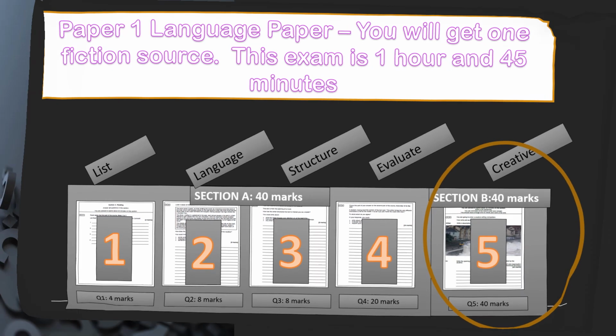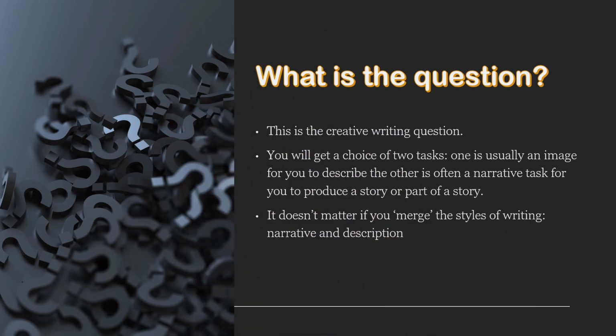So what is the question? This is the creative writing question. You're going to be given a choice of 2 tasks, and it is a choice. You choose one. One is usually an image for you to describe. The other is often a narrative task for you to produce a story or part of a story. It doesn't matter if you merge the styles of writing, narrative and description.